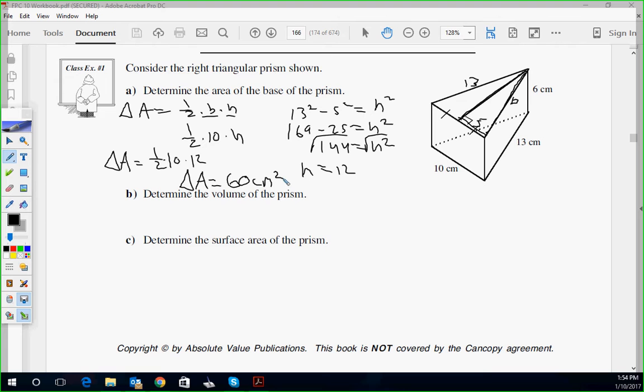So now determine the volume of the prism. We don't have much work to do here because we already have the area of the base. We just need the height that Colin said, the 6. So for volume, remember volume of the prism is base times height. We got the base right here is 60. So volume is 60 times 6, which is 360 cubic centimeters.